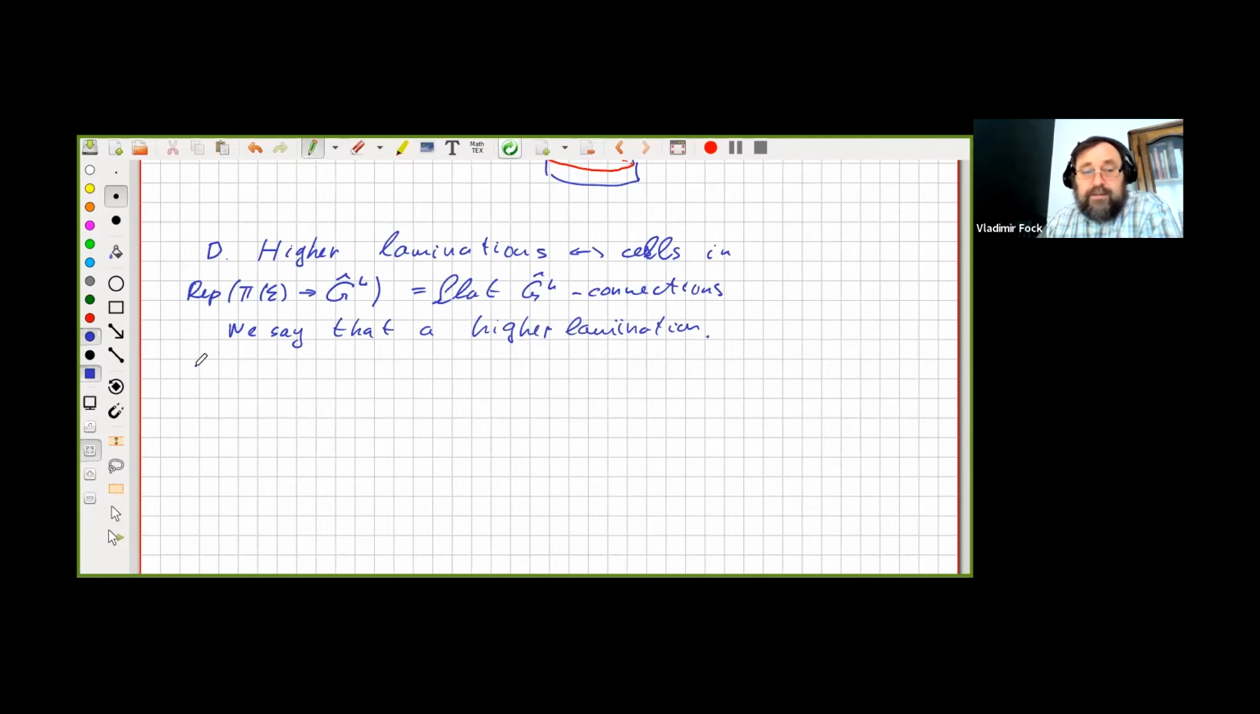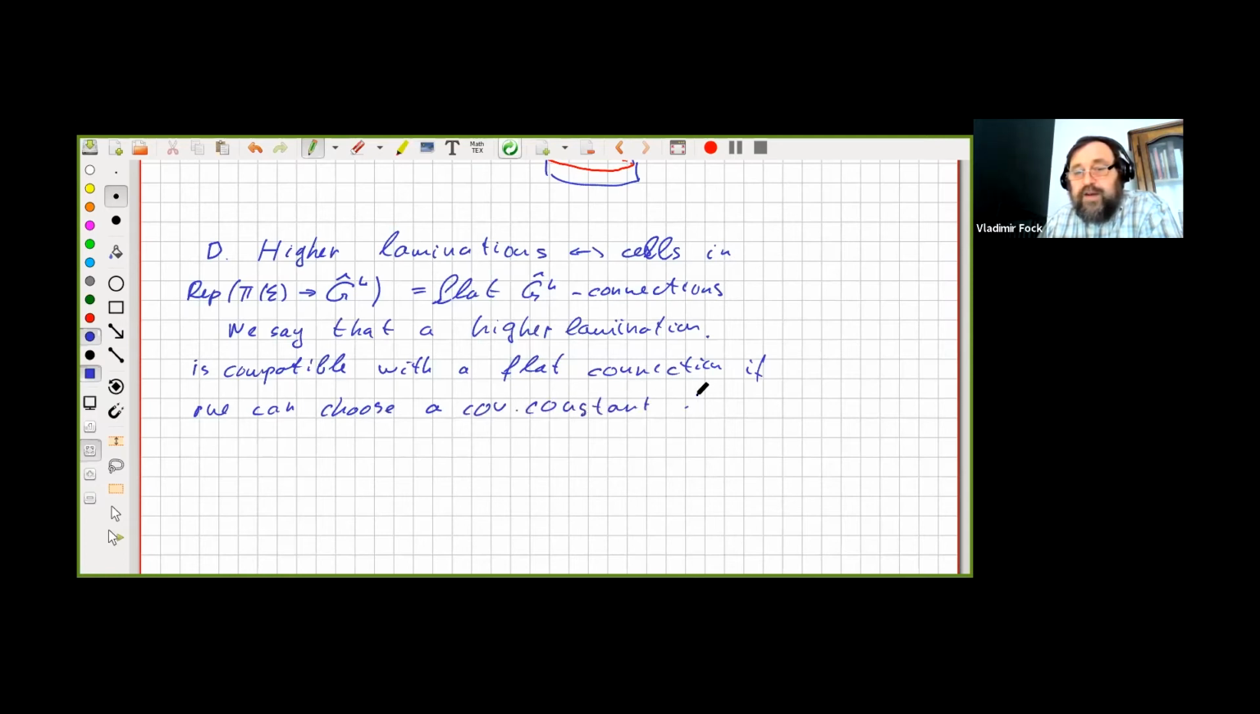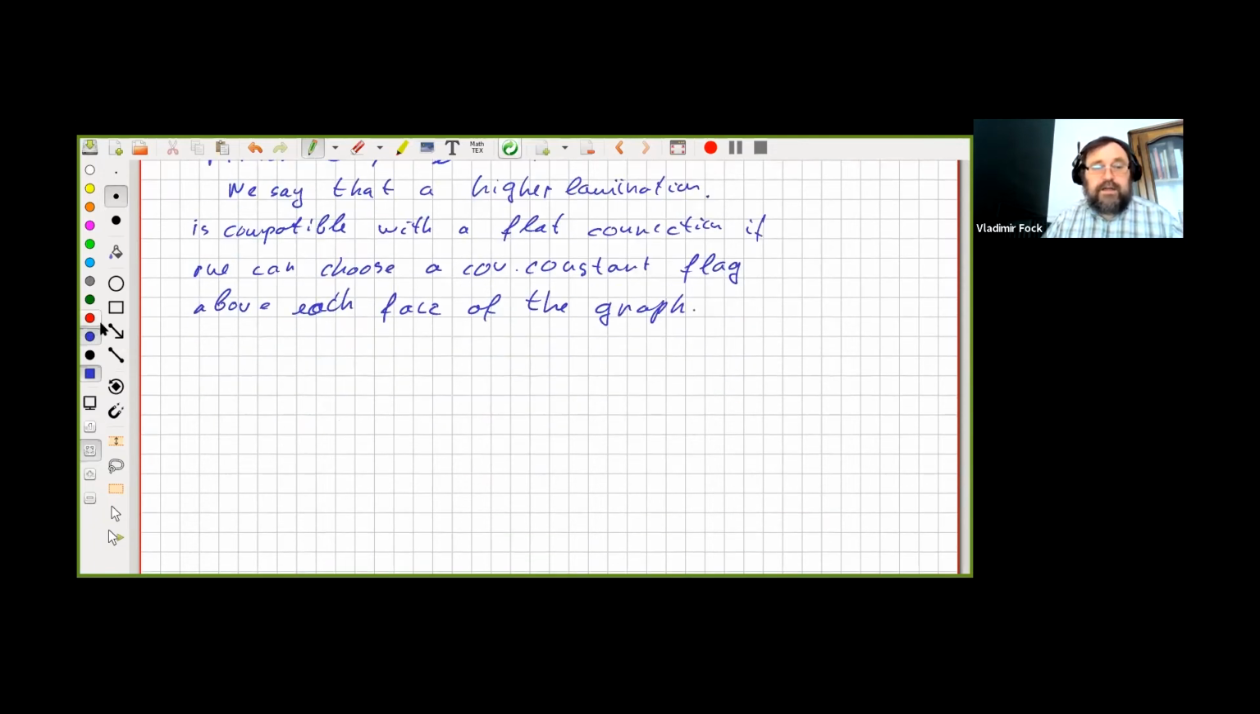So we say that a high lamination is compatible with a flat connection if one can choose a covariantly constant flag above each component, each face of the graph, in such a way that the idea is the following.